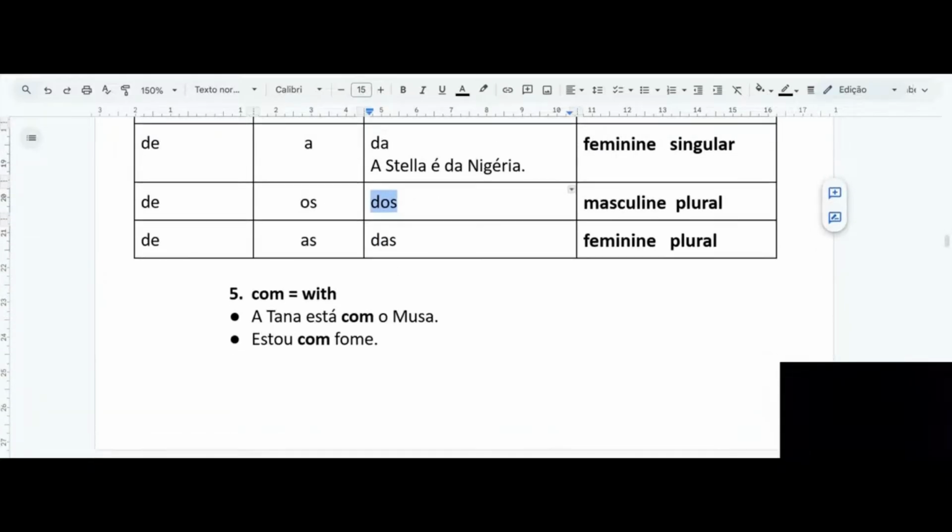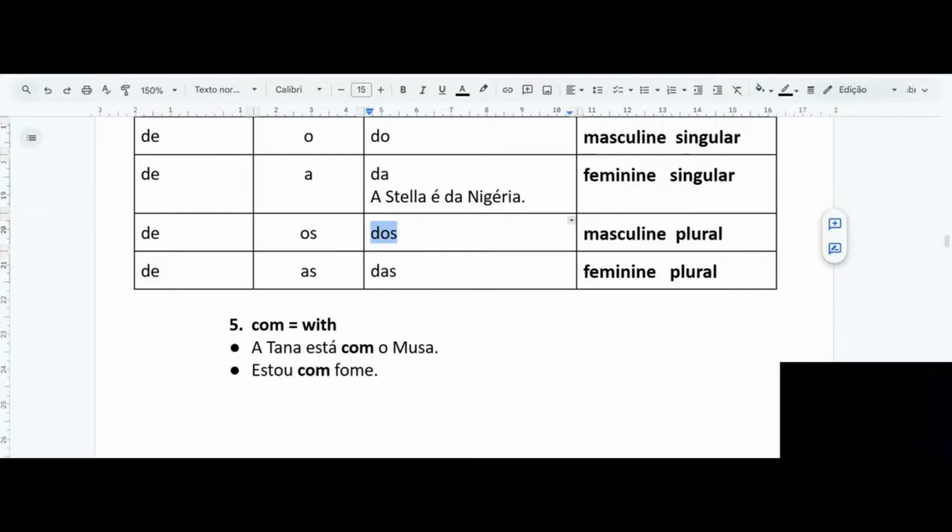Next one: com. Com means with. So if you want to say with in Portuguese, it means com. Example, Atana está com Musa. Atana is with Musa. You could see, guys, I brought O, o Musa, because Musa is masculine. That's why I brought O.